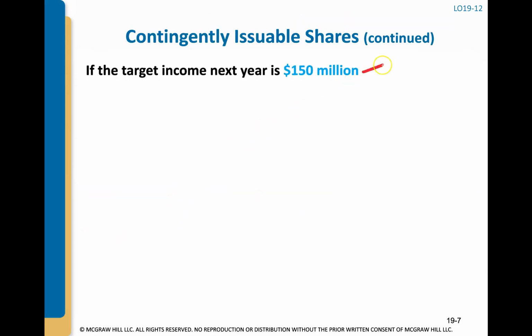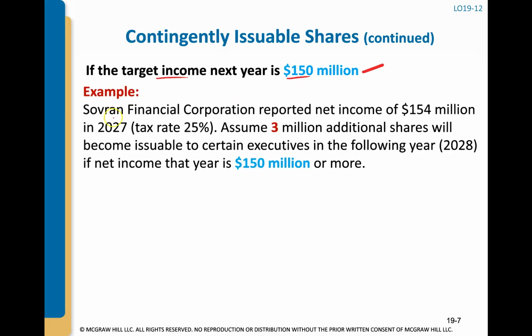Let's just say there's some shares that were issued and the contingency is that the recipient will only receive those shares if the company targets $150 million in net income next year. So here's the example. Sovereign Financial Corporation reported net income of $154 million in 2027 with a tax rate of 25%. Now, assume that 3 million additional shares will become issuable to certain executives in the following year, in 2028, if the net income that year is $150 million or more.